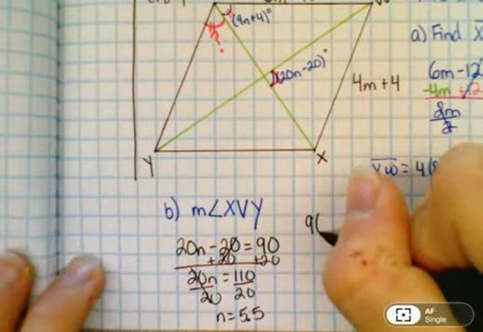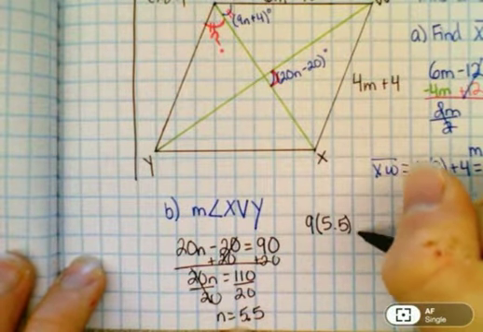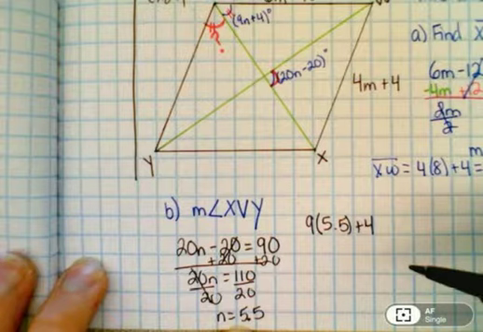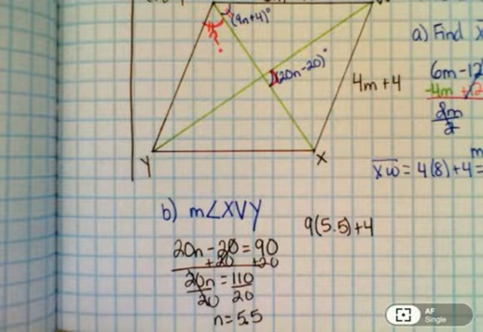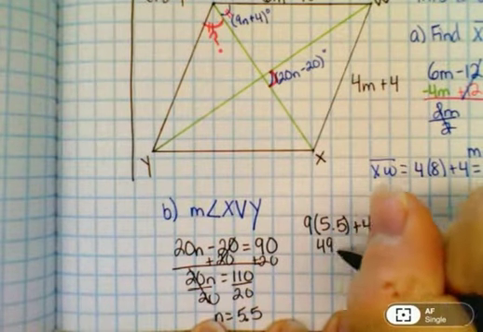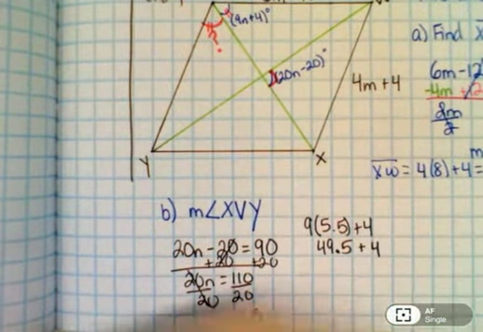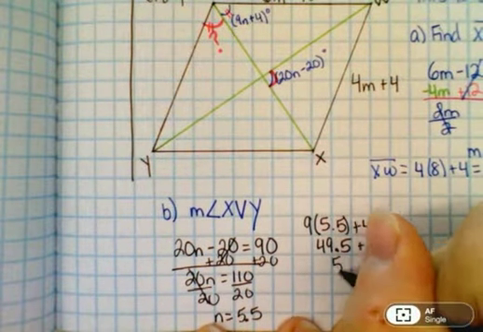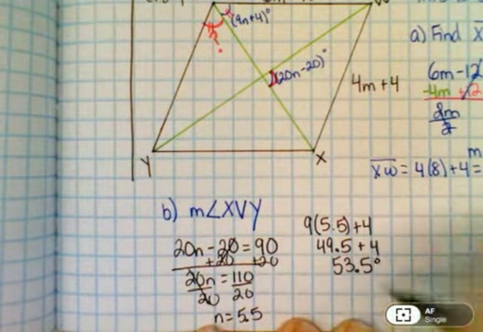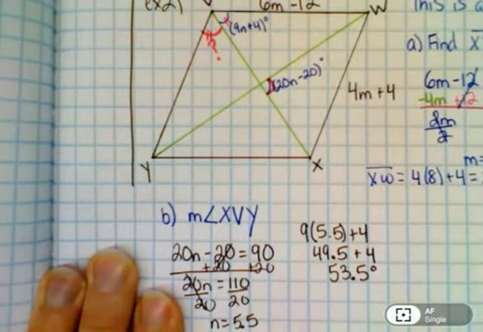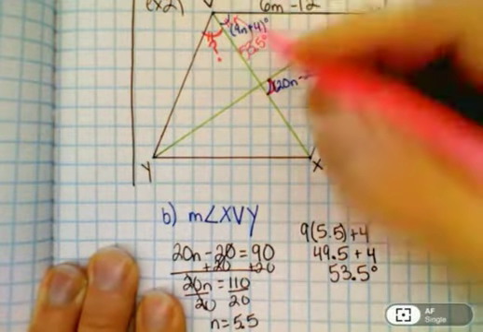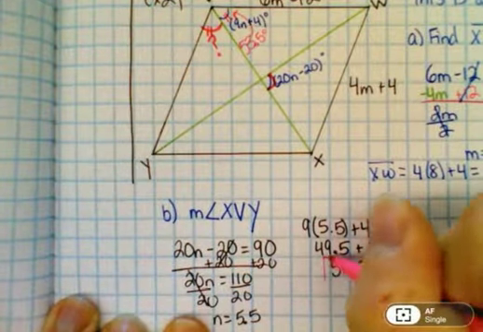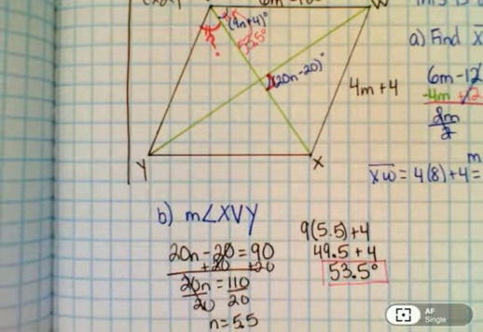It's going to be 9 times n, which is 5.5, plus 4. So 9 times 5.5, I have to do that on my calculator. 9 times 5.5 is 49.5. 49.5 plus 4 is 53.5 degrees. So I know that this angle right here is 53.5 degrees, which means this angle is the same, because one of the properties is that the diagonals bisect the angles.